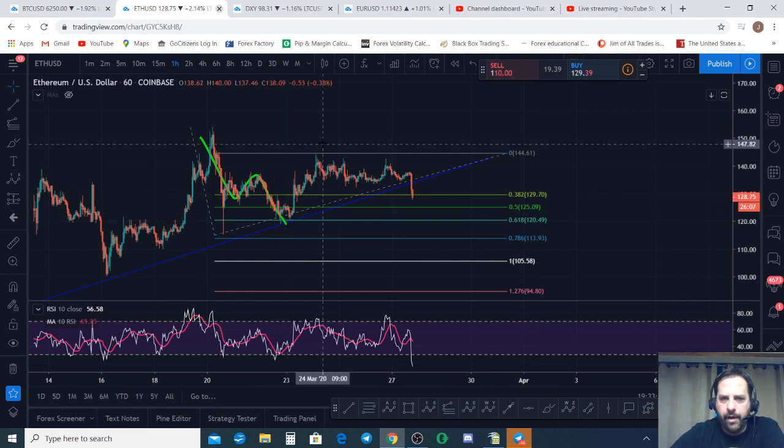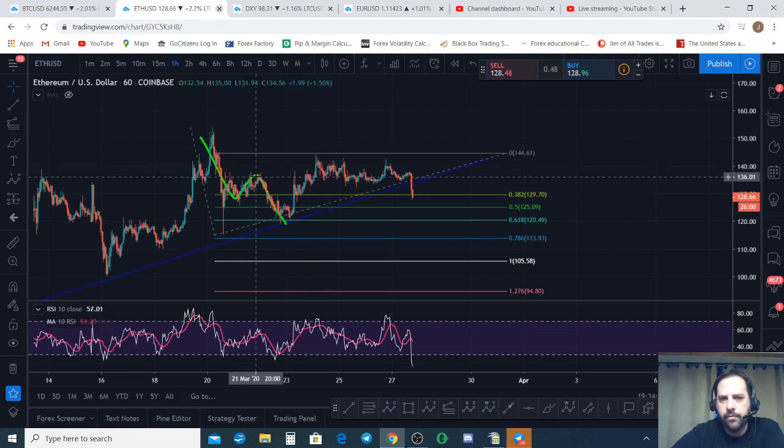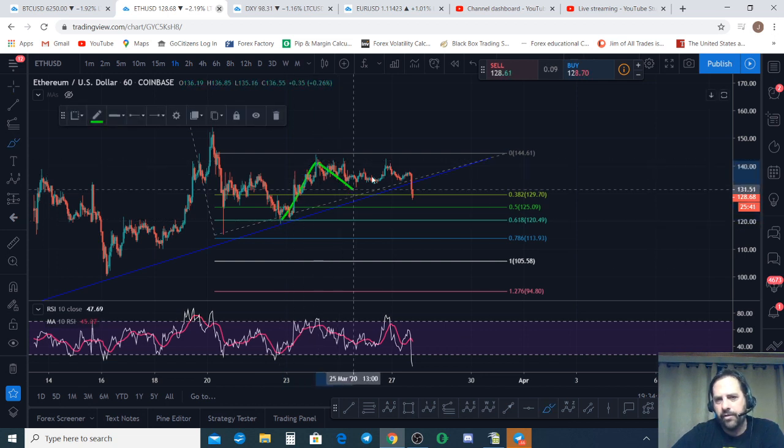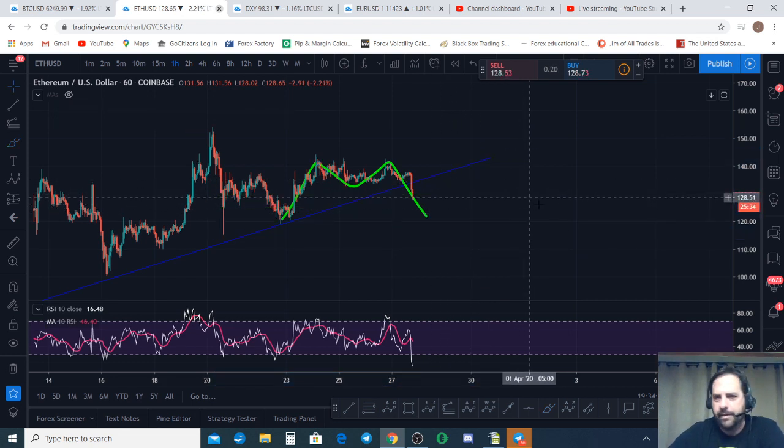We do have an impulse wave here. That is impulse. Yeah, I just don't like it. If that's impulse, this could just be a 5-3-5 correction. This is Ethereum, guys, by the way.